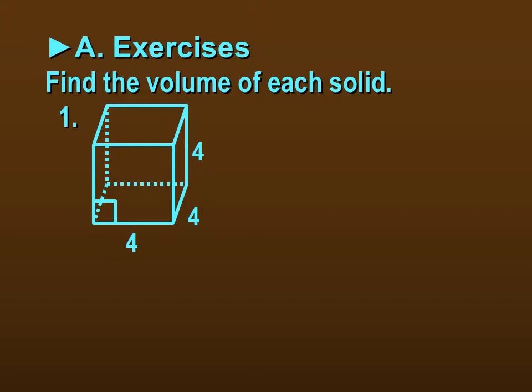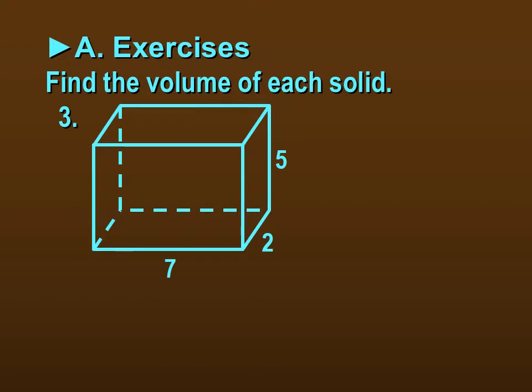Number 1 on 11.1 says find the volume of each solid, and you have a cube. Remember, the volume of a cube is the edge cubed, e cubed. Since our edge is 4, we have 4 cubed, so we end up with 64 units cubed.